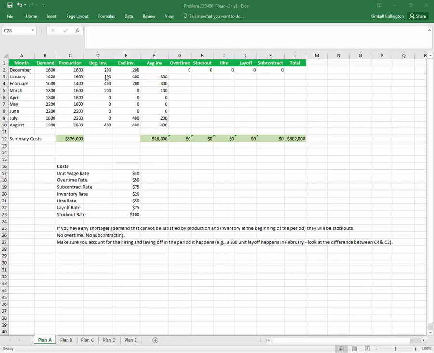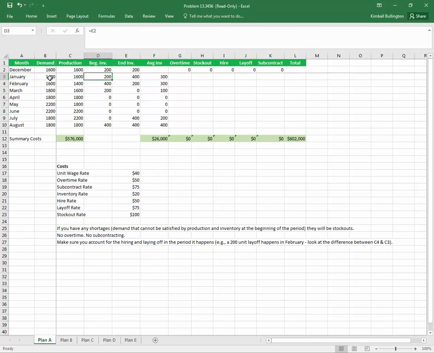Then we have a beginning inventory, which means at the beginning of the month, this amount is available for sale. So in January we have 200, which, if we click on the cell there, we see comes from the previous month's, December's ending inventory. So however much we had at December 31st, guess what? On January 1st, we've got that much available. So we add these two together, 1,600 and 200. That means 1,800 are available to sell to customers.